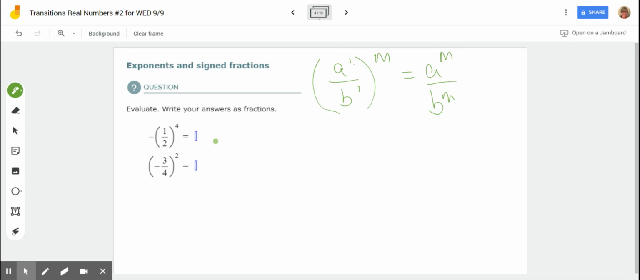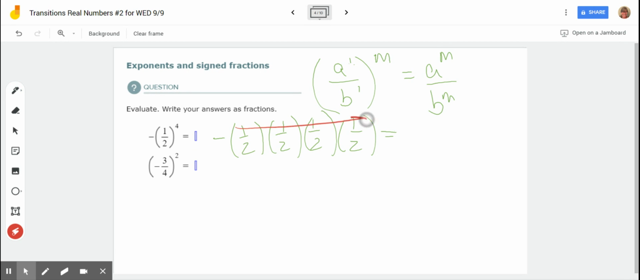Again, you can always write what it means. I'm going to write it the long way and then I'm going to show you the short way. For those of you that are still working with what exponents mean, that's what that really means. It means 1/2 times 1/2 times 1/2 times 1/2. Don't forget to multiply fractions. You multiply the numerators and multiply the denominators. So 1 over 2 times 2 is 4 times 2 is 8 times 2 is 16. Negative 1/16.